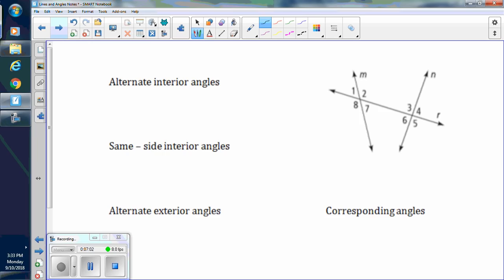Turning your paper over, we now have some definitions of different types of angles. So in this case, our transversal is R.